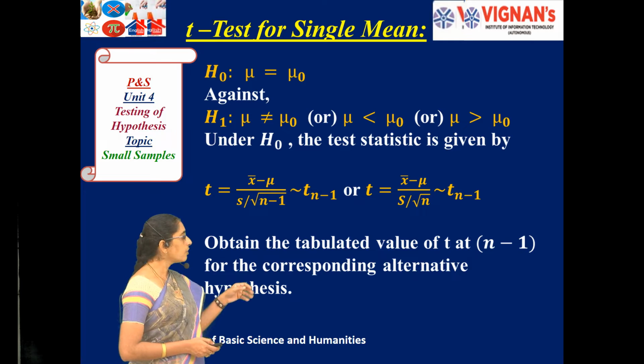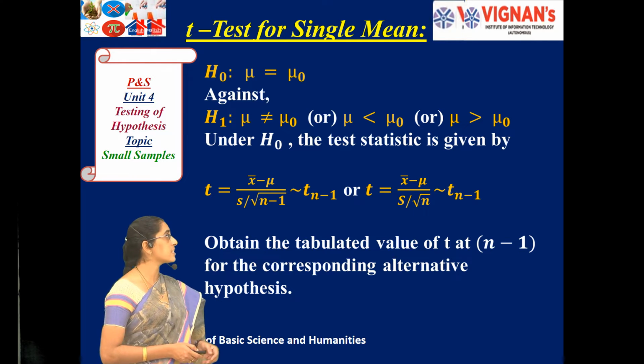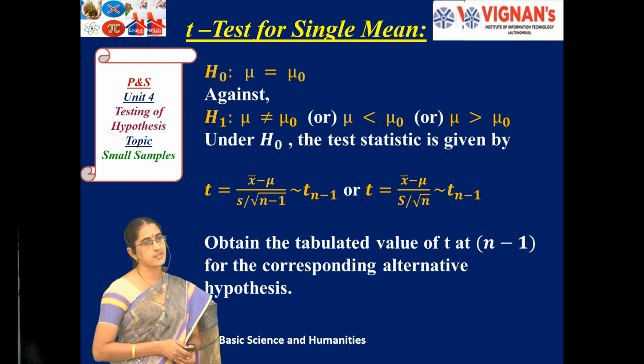Then we have to obtain the tabulated value of t at n minus 1 degrees of freedom for the corresponding alternative hypothesis. If the alternative hypothesis is not equal to, that means two-tailed, then we have to look at the table value at 0.025 for 5%.